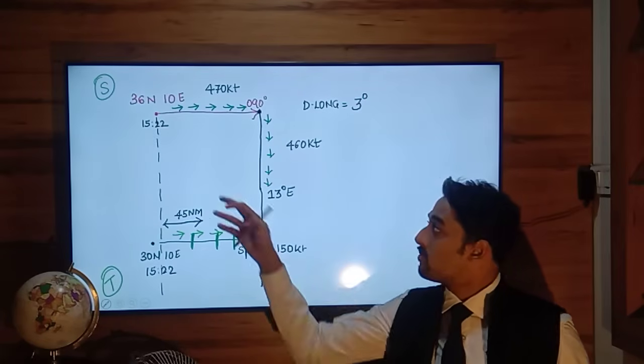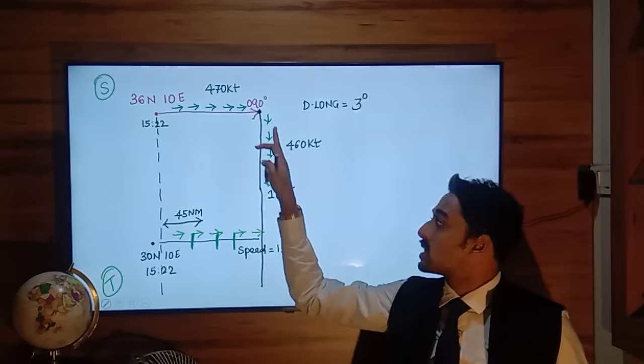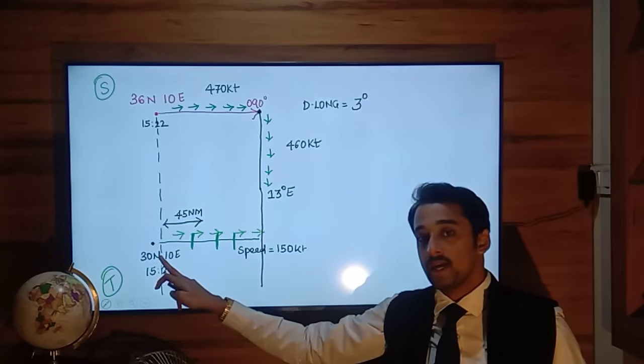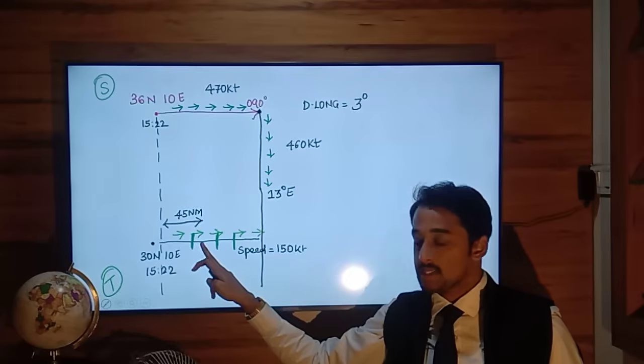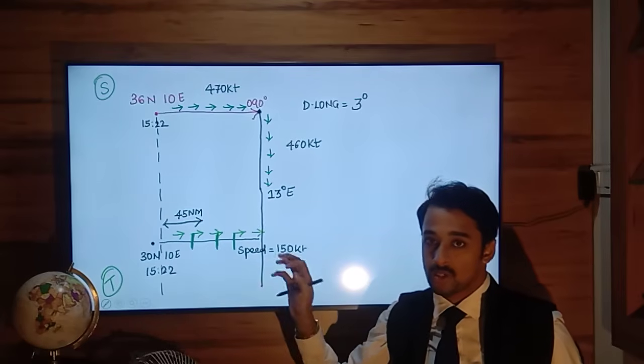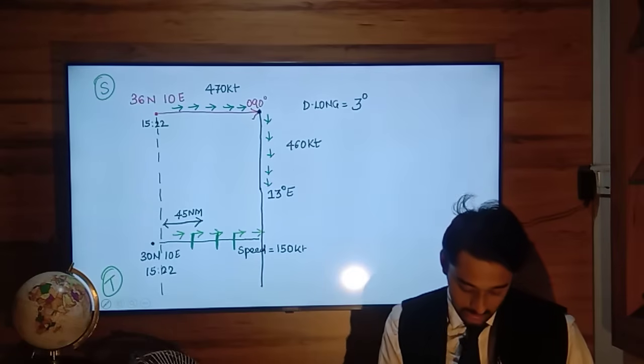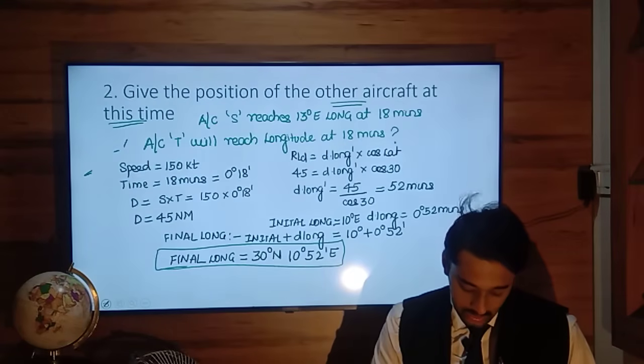So at the end of 18 minutes, the aircraft Sierra is at longitude 13 degree east. But aircraft Tango, the other aircraft, at the end of 18 minutes is at 10 degree longitude. So 3 degrees short of 13 degree longitude. Let's go to question number 3.